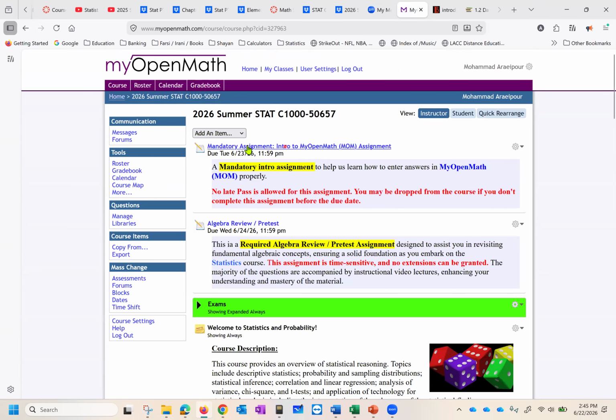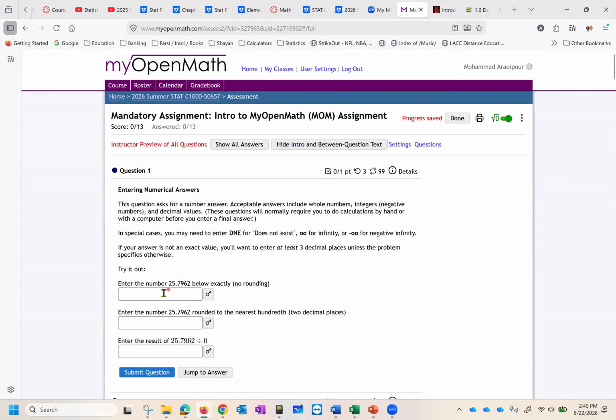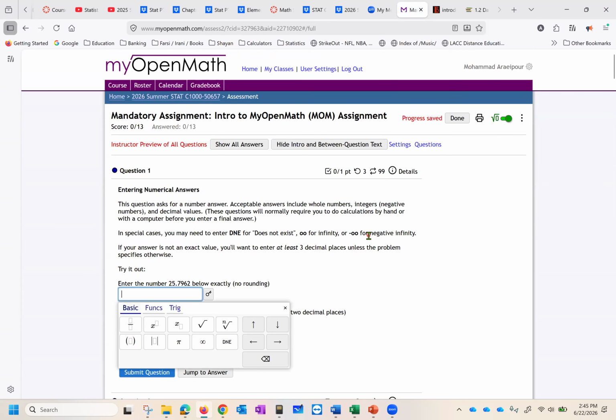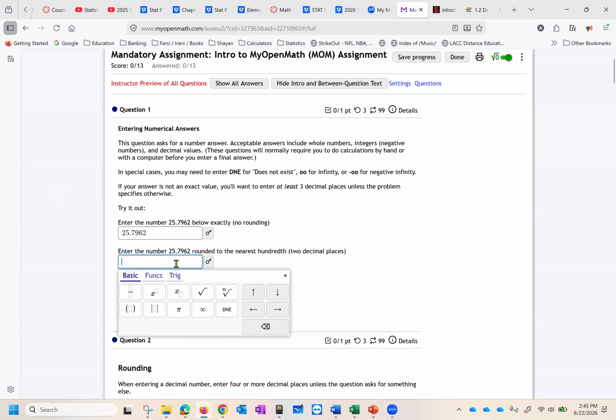What I want to go over now is the very first assignment and what happens there. So when you click on it, everybody, it comes up. You want to enter the number here, and it just opens a math palette, 25.7962. Okay. The second one, nearest hundredths. So 25.79, next to 9 is 6, goes up, becomes 80.